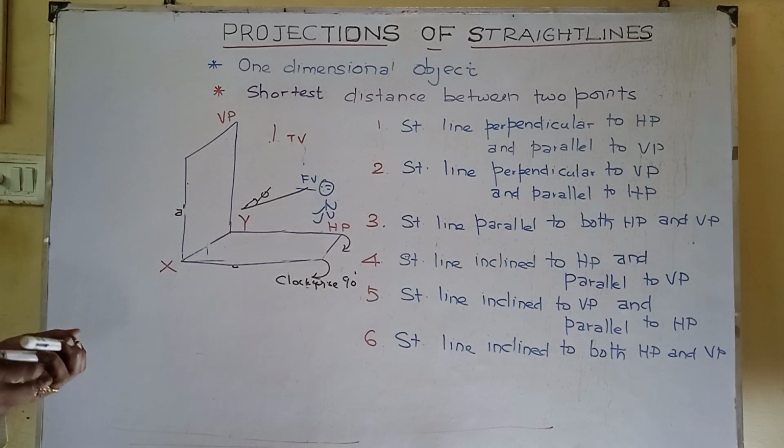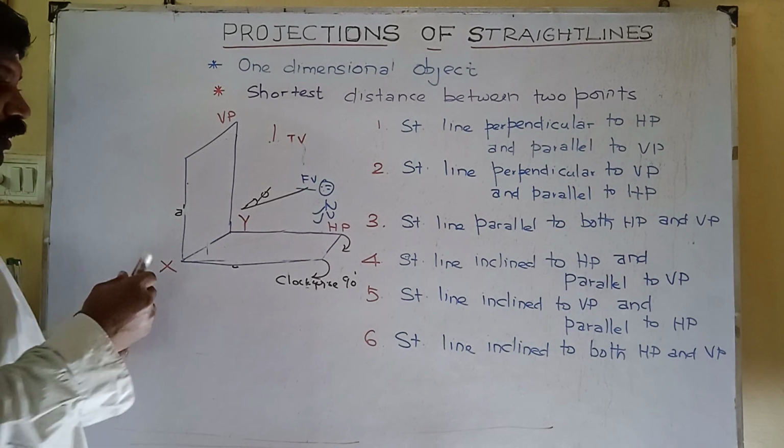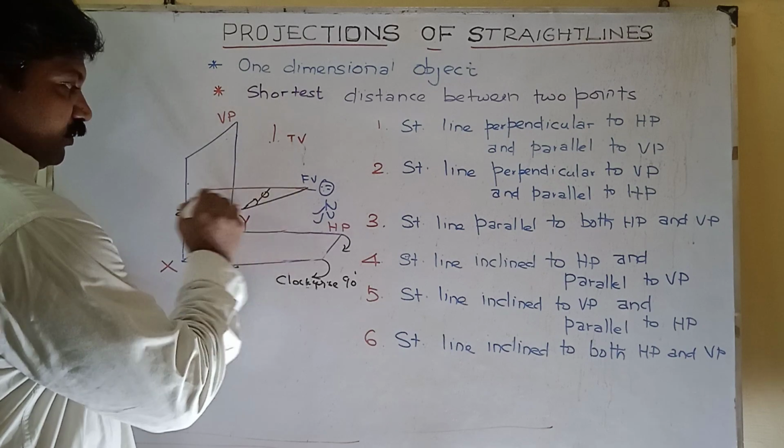Now the front view is a straight line but not equal to true length. In this case, front view is a straight line.